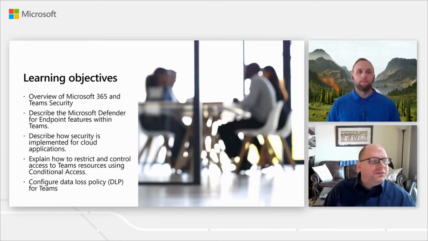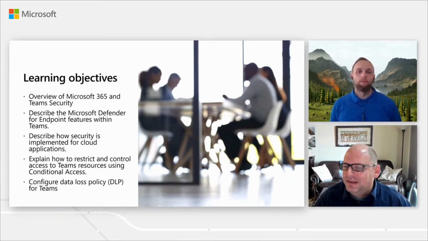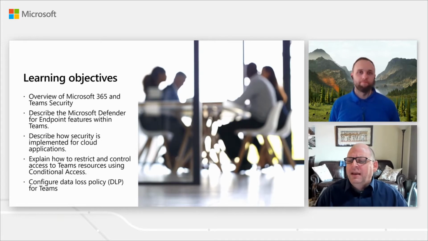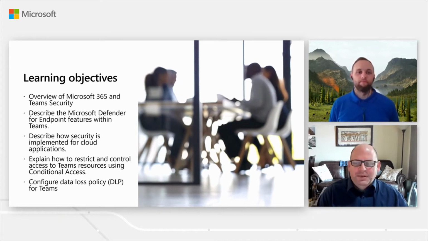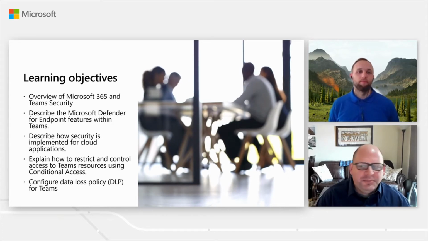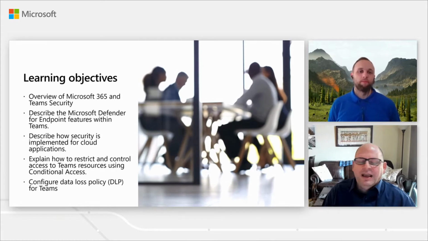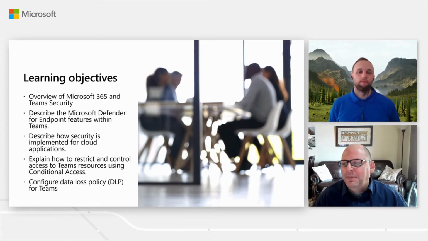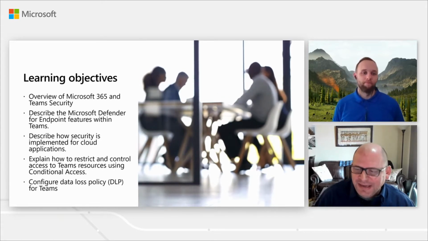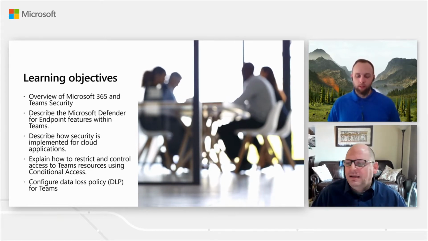Our learning objectives for this are basically an overview of Microsoft 365 and Teams security, which John's going to walk us through. We're going to talk about Microsoft Defender and Defender for Endpoint, cloud app security and how security is implemented in the cloud, conditional access, a very important topic, and data loss prevention, or DLP, and how we actually use that for Teams. So let's kick this off.